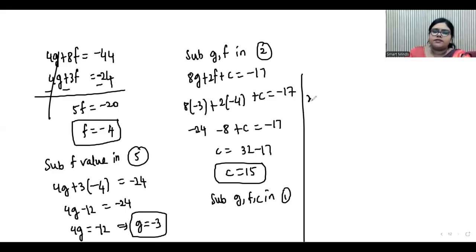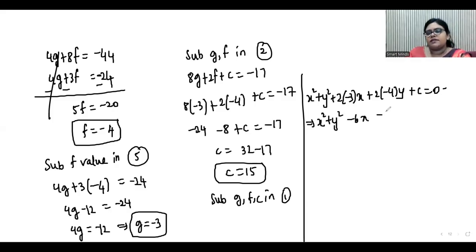So you will get x square plus y square plus 2 into minus 3 into x plus 2 into minus 4 into y plus c is 0. So you will get x square plus y square minus 6x minus 8y plus 15 is equal to 0. This is the final answer.